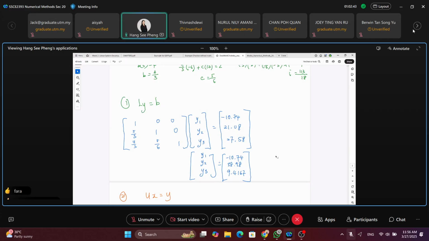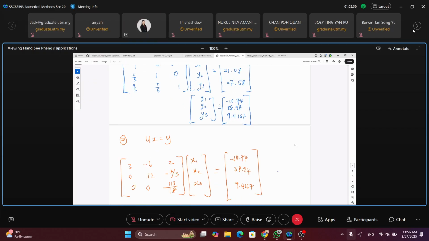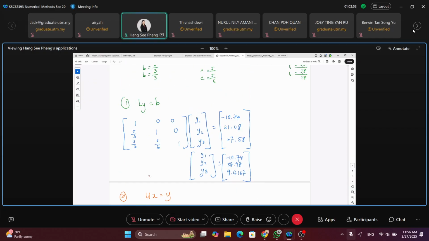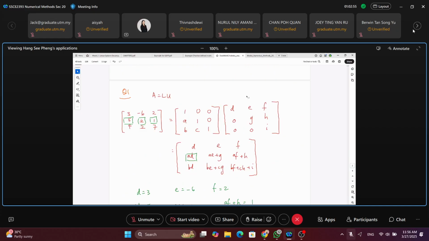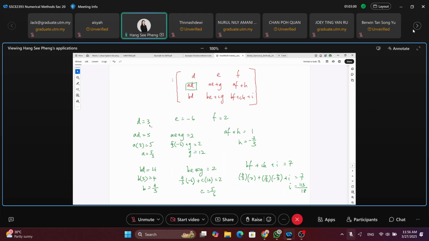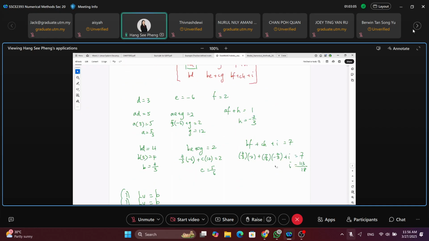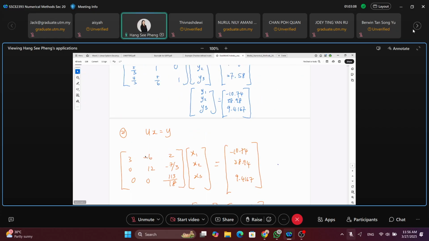Okay, so we proceed. The next step is Ux equals y. Actually I have the solution here. So you look at what is the U. You found the D, E, F, G, H, I. Put all these values into the matrix U. And x is actually the values that you want to find. If you're able to solve this Ux equals y, then that is the solution.